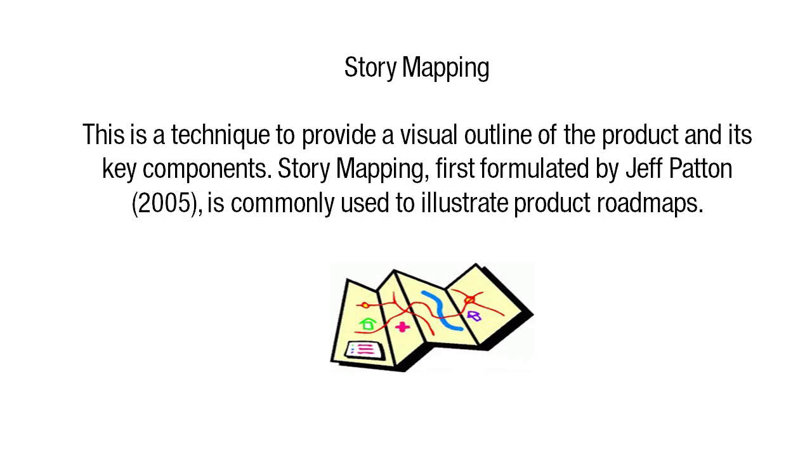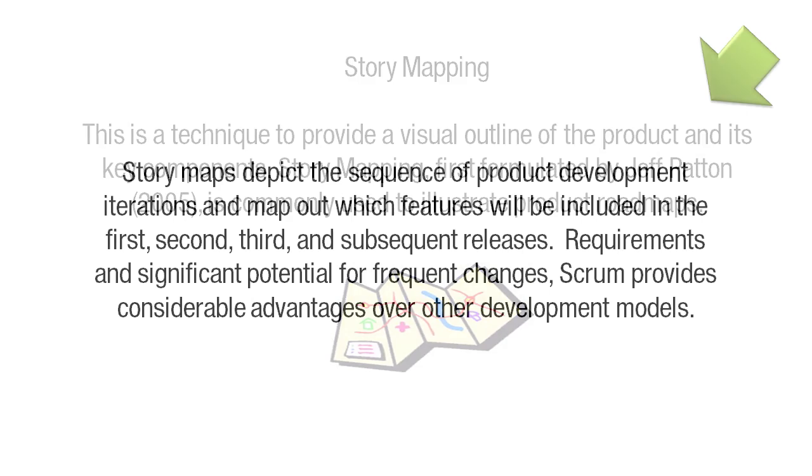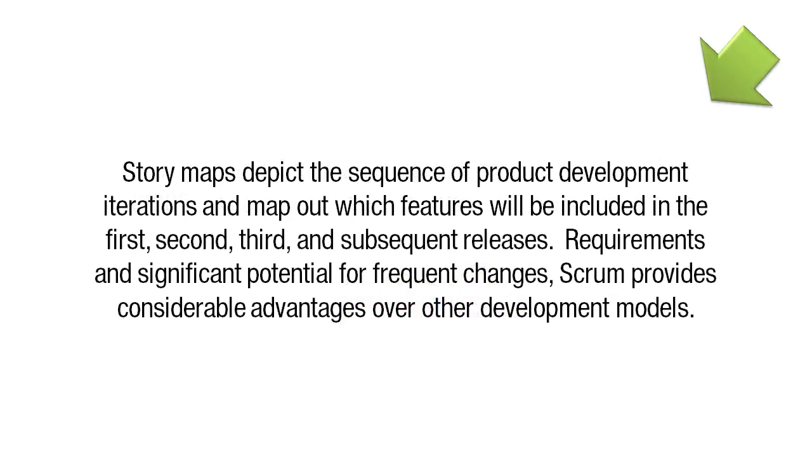Story mapping. Story mapping is another technique that provides a visual outline of the product and its key components. Story mapping, first formulated by Jeff Patton in 2005, is commonly used to illustrate product roadmaps. Story maps depict the sequence of product development iterations and map out which user stories will be included in the first, second, third, and subsequent releases.